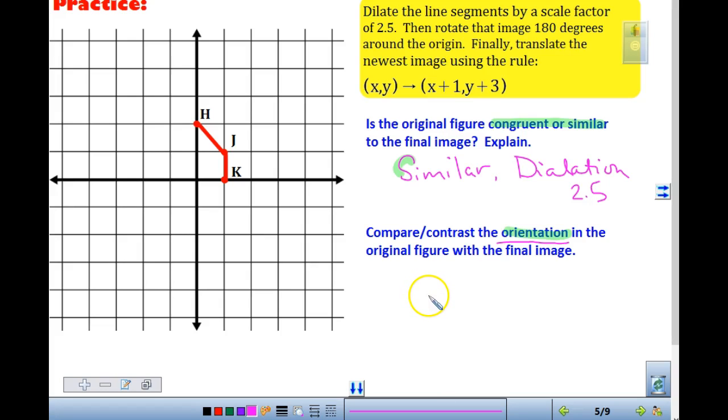Adam, when does it change orientation? When you reflect it once, not flip it, when we reflect. So compare the orientation. It should be the same orientation, right? Same orientation. And our reason for putting the same orientation is there were no reflections. Okay? Reflections are what changes it. Okay?